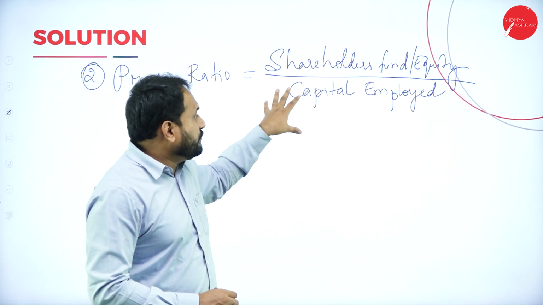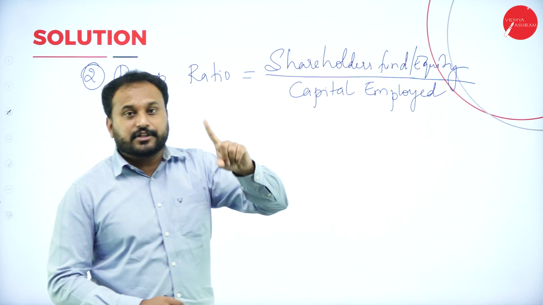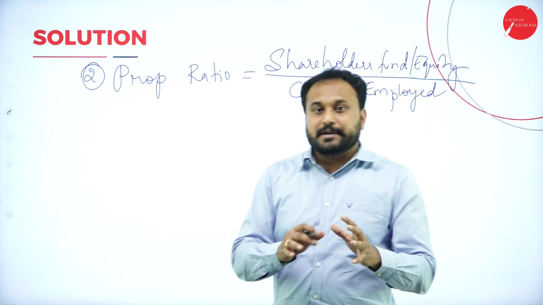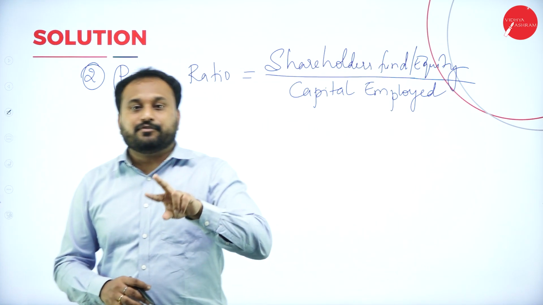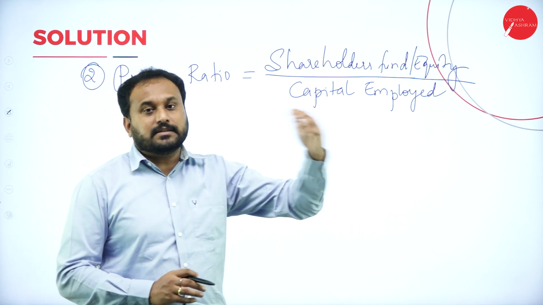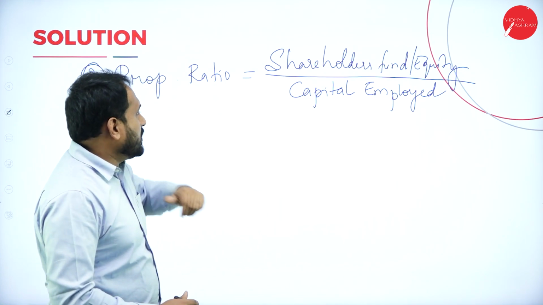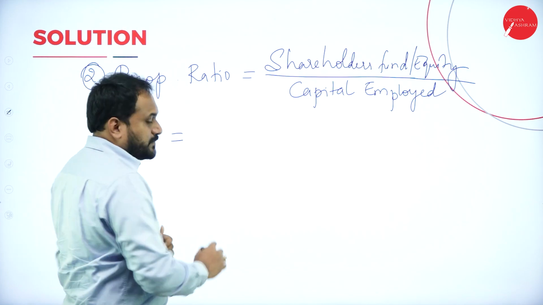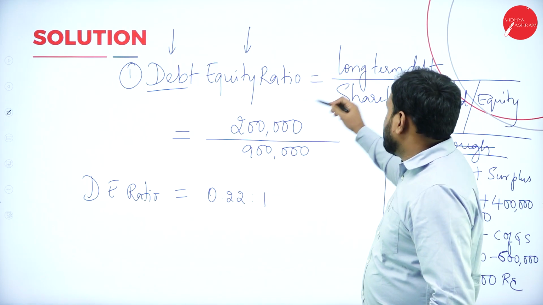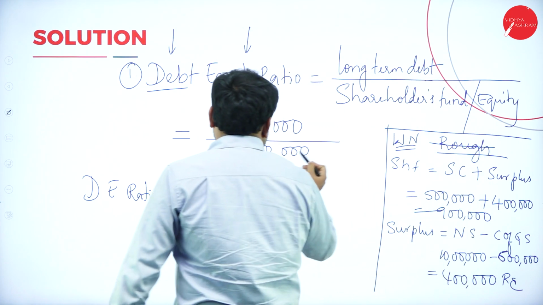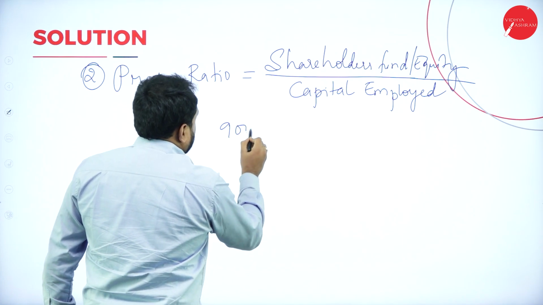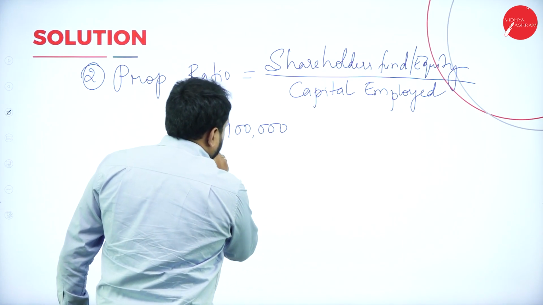So we have 2 formulas for capital employed. The first formula is very simple: total assets minus current liabilities you are supposed to go with. The second formula is shareholders fund plus long-term debt. So we'll go with shareholders fund. How much is it? Now see, we have only done this. Shareholders fund, that is equity, is 9 lakh rupees. So I'll write here 9 lakh divided by.